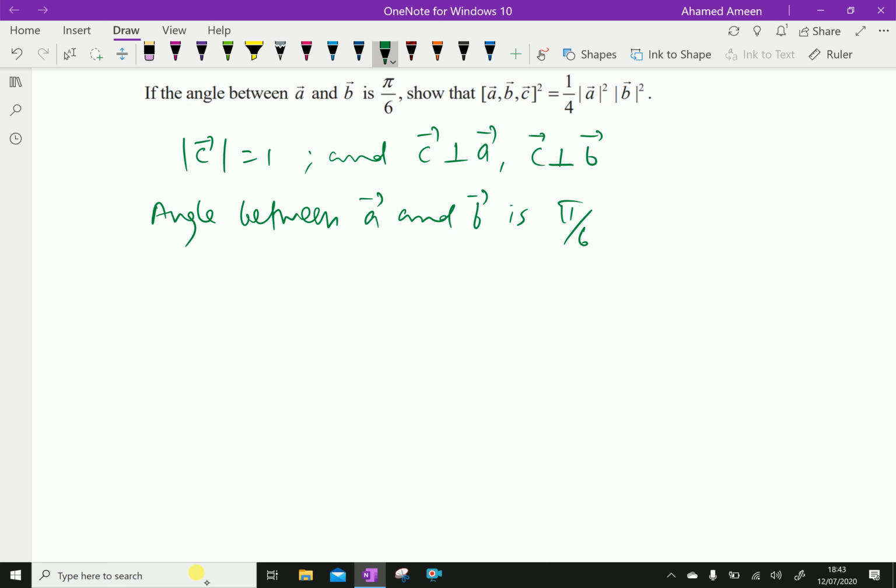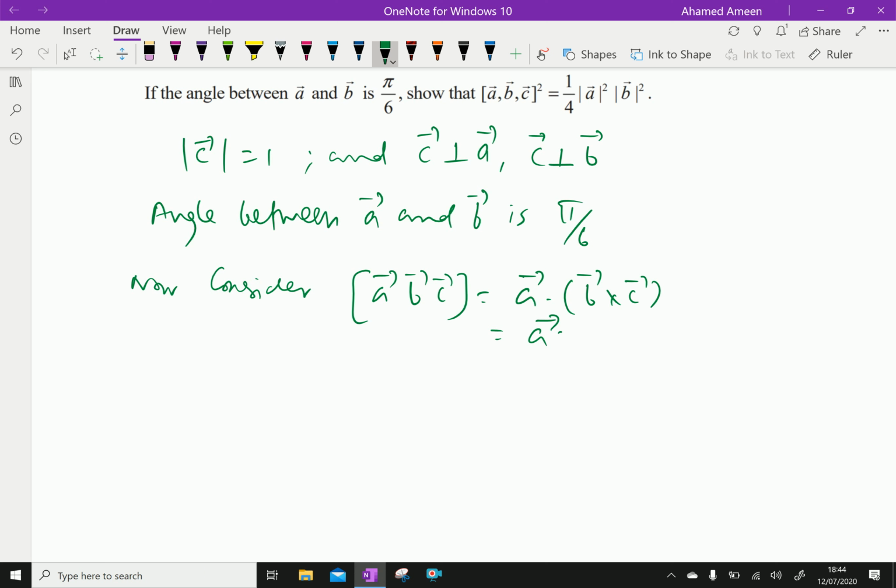Now consider the box product of a, b, c, which is equal to vector a dot b cross c. Further we can write a cross b dot c also, because the order is not changing. That means here both will give the same values.